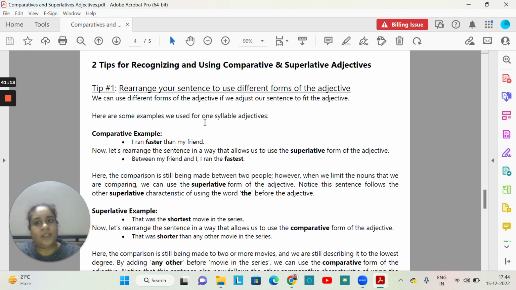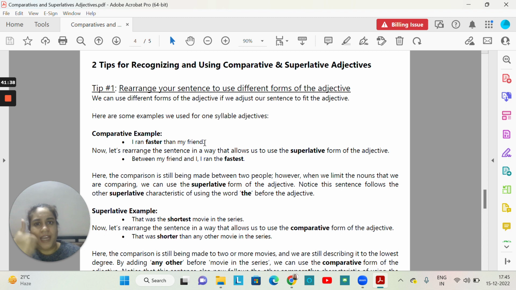Now let's look at the examples for one syllable adjectives. I ran faster than my friend. What we're trying to say is it's a one syllable adjective. You've added er to it. In a comparative adjective, the word than will come after the adjective. That has to be added. And because you're comparing, after that you need a second noun.